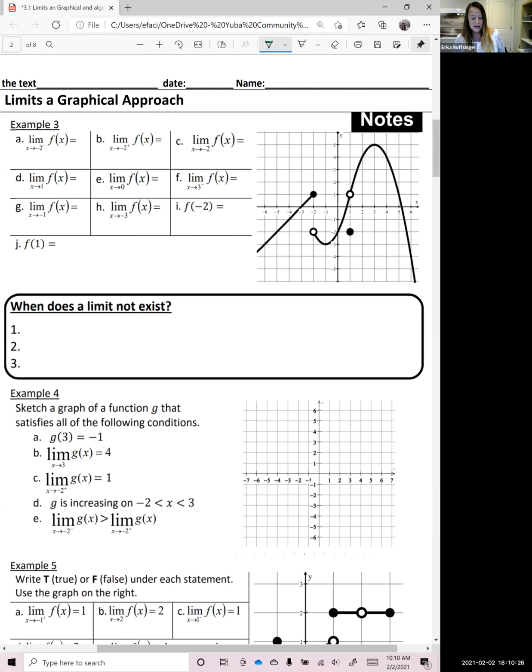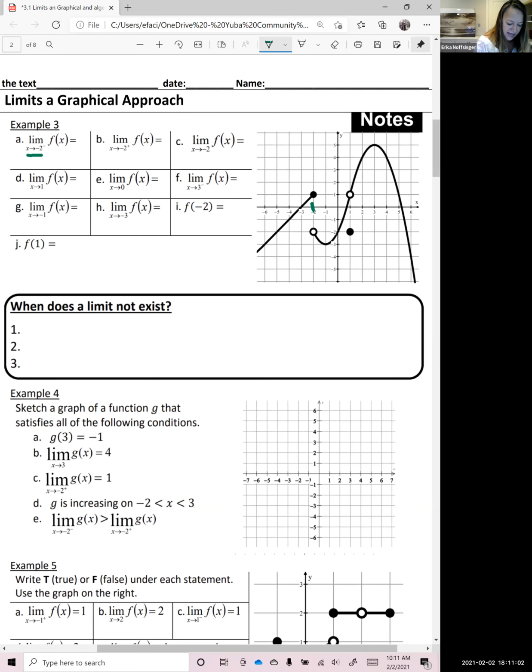Okay, so let's look at another example. The first example in 3, we're looking at the limit as x approaches -2 from the left of f of x. Because it has that negative superscript on top of that -2, it's telling me that I'm looking at this coming in on the left-hand side. And so I would first denote where my -2 is on the graph.